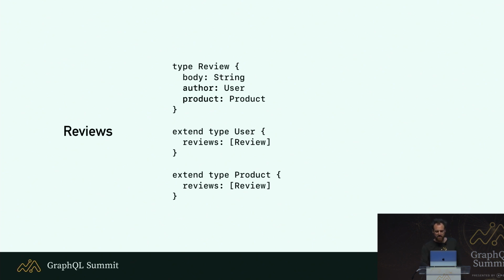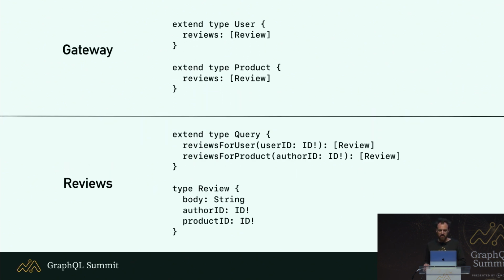Well, what tends to happen is there's a need to split this up into two levels. The underlying microservice, the reviews microservice, has the base type, review, and the fields that it owns, the fields that it knows how to fetch data for, like body in this case. But there are other fields that represent relationships, or more generally, data that lives in other parts of your graph.